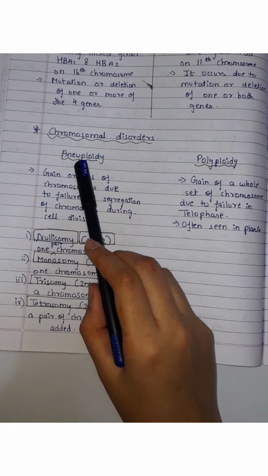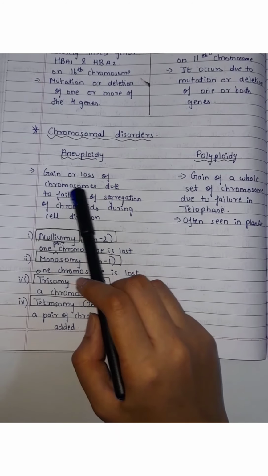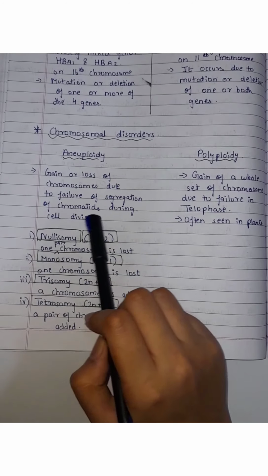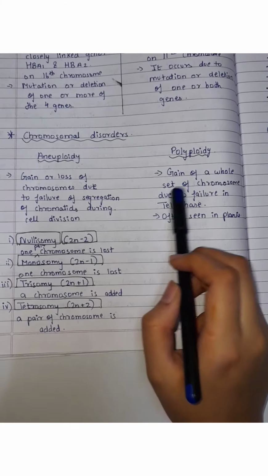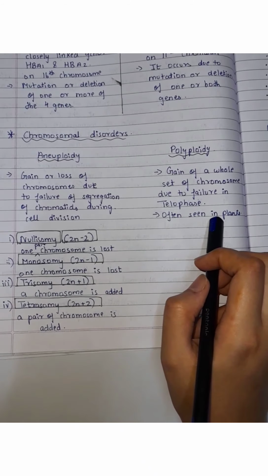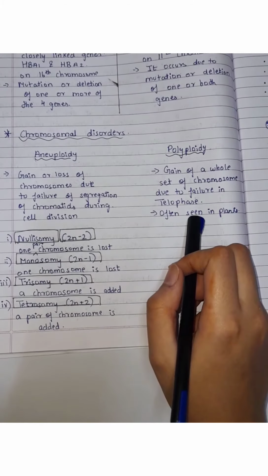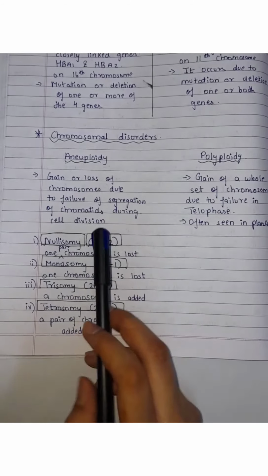Before we understand chromosomal disorders, we need to understand what is aneuploidy and polyploidy. Aneuploidy is gain or loss of a chromosome due to failure of segregation of chromatids during cell division, and polyploidy is gain of a whole set of chromosomes due to failure in telophase, which is often seen in plants. For example, 2n plus n is an example of polyploidy.